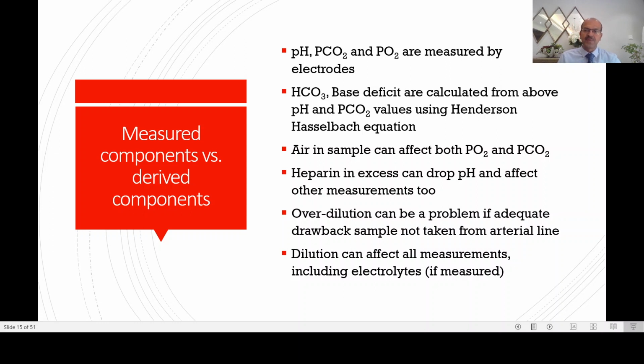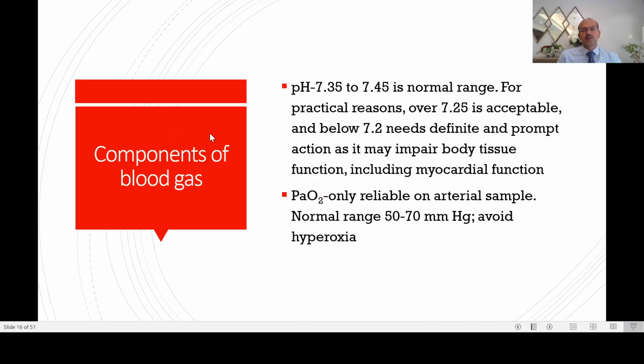If they are discrepant, probably it's a sampling error and sensible to repeat the sample rather than acting on it. And dilution can affect all the measurements as we discussed. So the components of the blood gas: we have the pH, which is the most important component for clinical reasons. So 7.35 to 7.45 is the normal range.